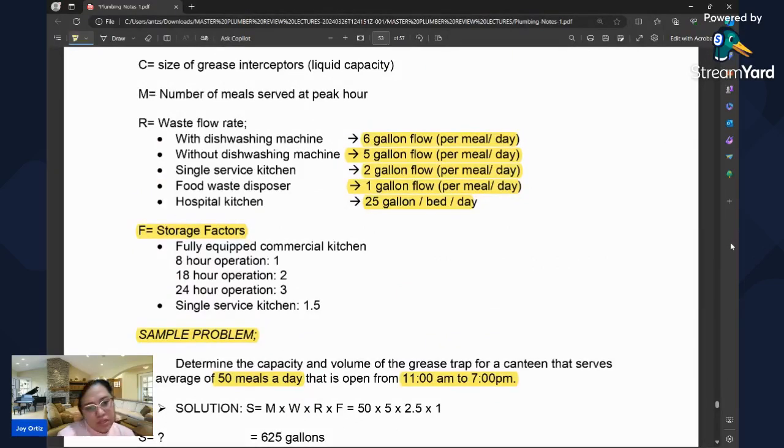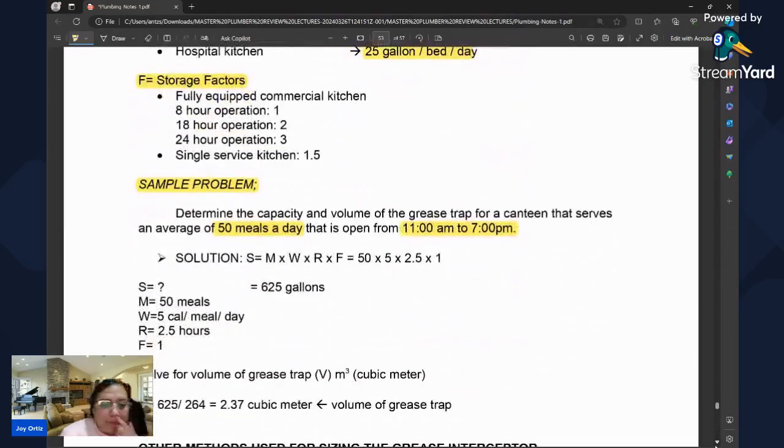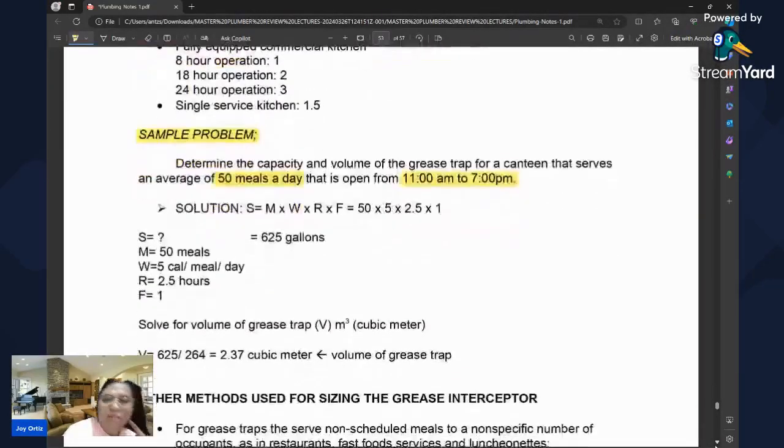Parang may mali dito na. I don't know what happened. Parang may mali dito sa ano ko.